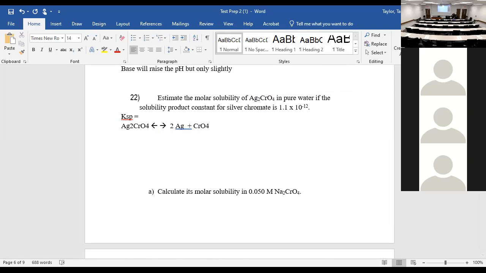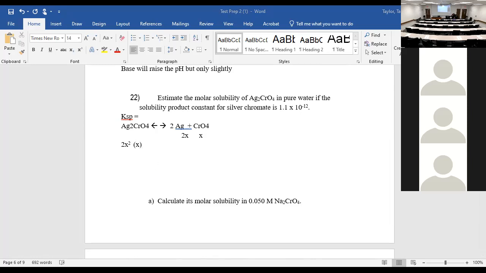And then you remember it goes into the x's, which is not fun. So it's 2x because you have 2 moles, and then it's a singular x for the chromate. And then remember, this is where you do the 2x squared in the formula, and then it's multiplied by x.